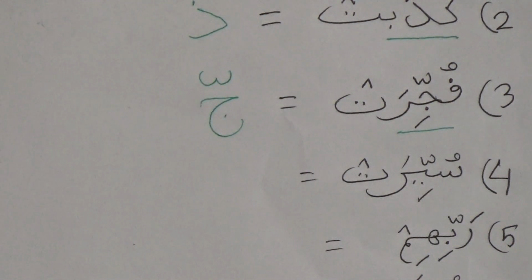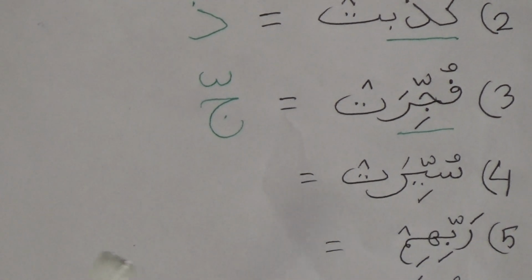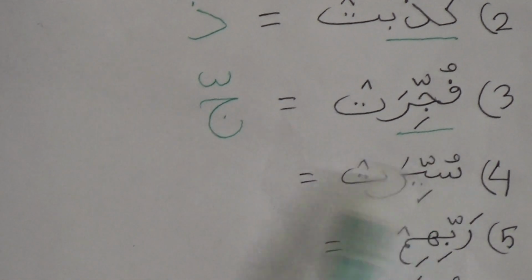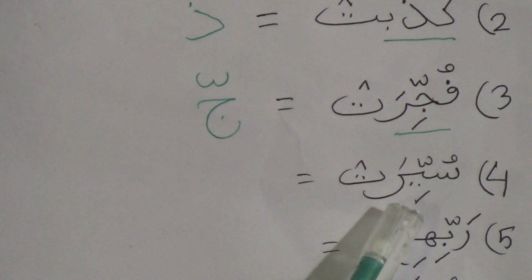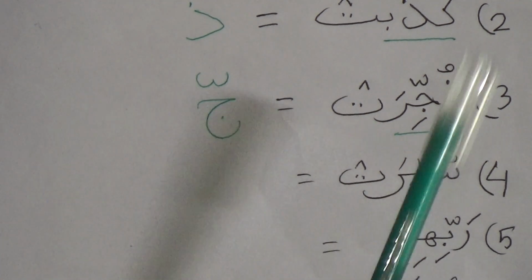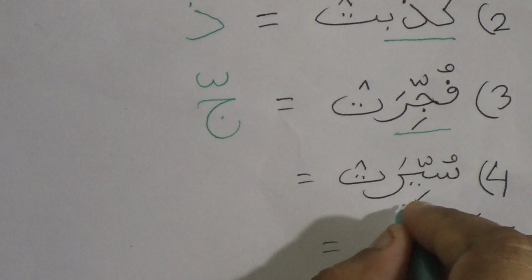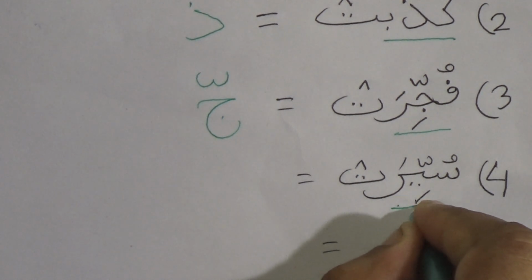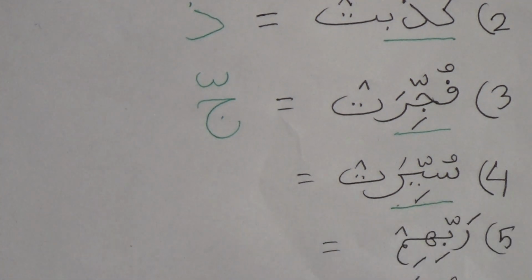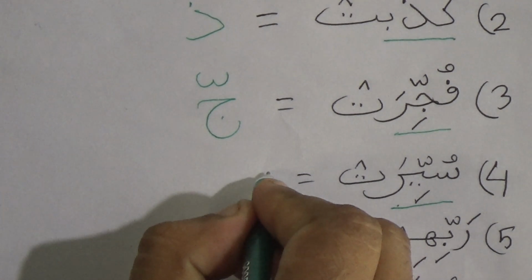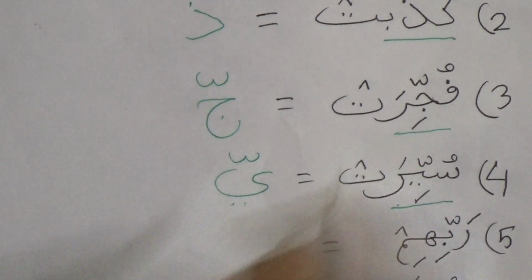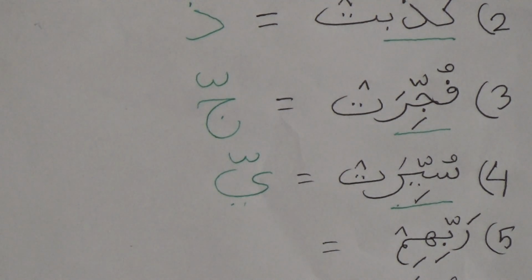My dear students, our number 4 Arabic word is suyirat. Suyirat. In this word, ya has taken Tashdeed. At first, we will identify the Tashdeed taken haraf. Here ya has taken Tashdeed. Now I am writing ya and Tashdeed.